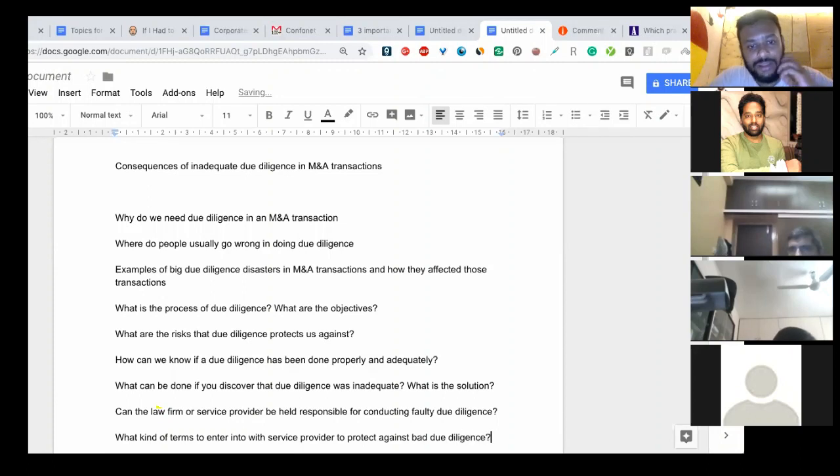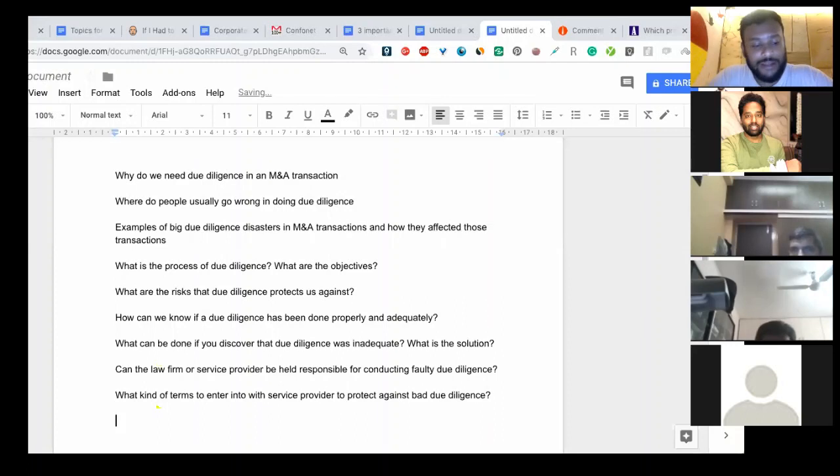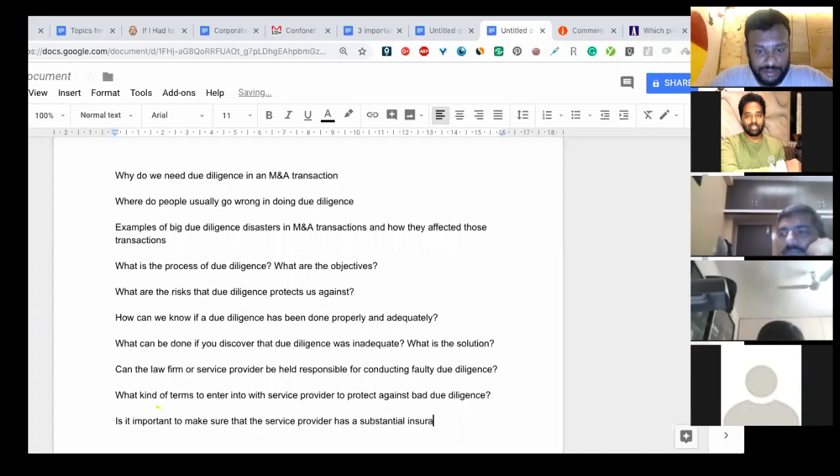Do you see when we start thinking how all these things come up? Okay. Another question I'll tell you, now that you have said contracts, I can think of a very relevant question: is it important to make sure that the service provider has substantial insurance? Okay, like malpractice insurance. Basically, if you as a law firm fail to deliver the results, you are sometimes insured for professional liability. It is called malpractice or professional insurance. So if you have professional negligence and the other party suffers, this insurance covers you.